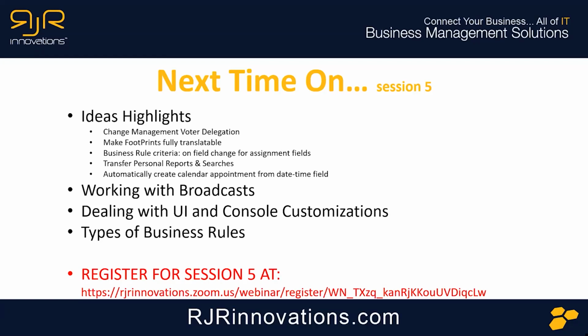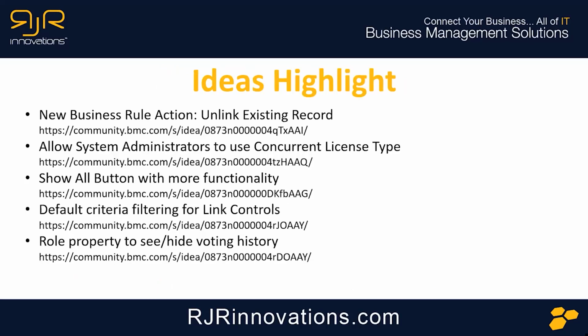Okay, so moving on to our ideas highlights. These are the ideas that we're going to be looking at this week. We have a new business rule action to unlink records, allow system administrators to use concurrent licenses, the show all button on journalized fields, default criteria filtering for link controls, and role properties to see and hide voting history. Again, the links are there, but I will put them in chat so you can see them.